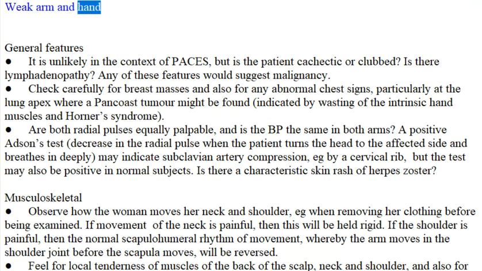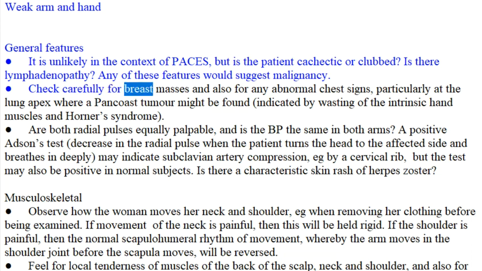Weak arm and hand. General features. It is unlikely in the context of PACES, but is the patient cachectic or clubbed? Is there lymphadenopathy? Any of these features would suggest malignancy.